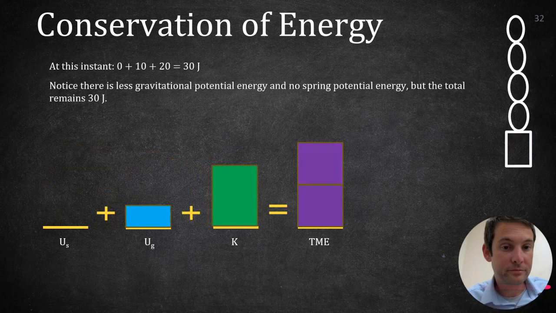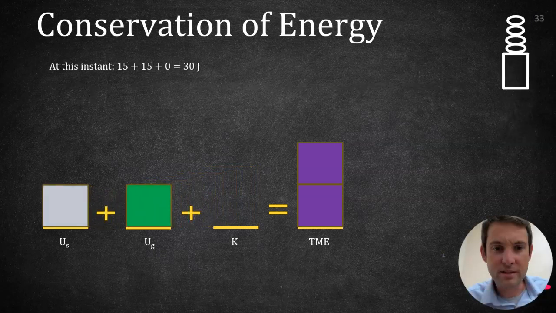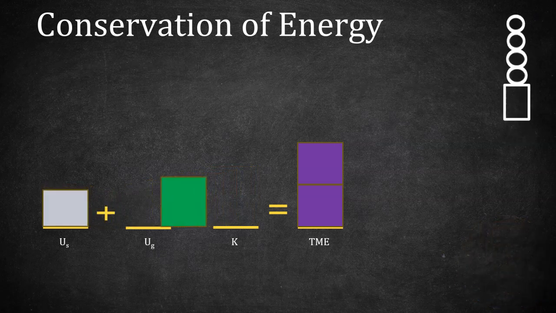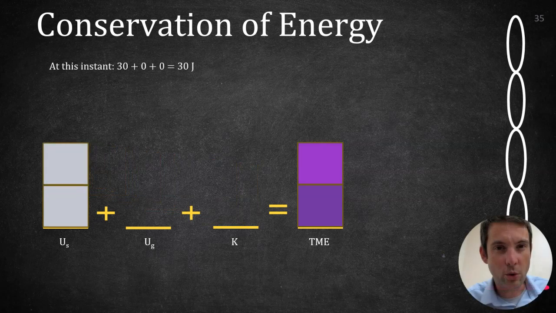At this instant, again, we have some gravitational potential energy, we have some kinetic energy, and the total mechanical energy stays the same. And you hopefully start to see this pattern, that the energy can move around, but the total mechanical energy is going to stay the same.